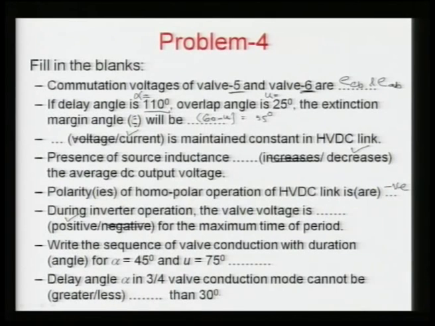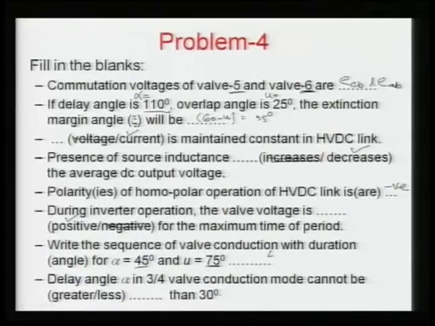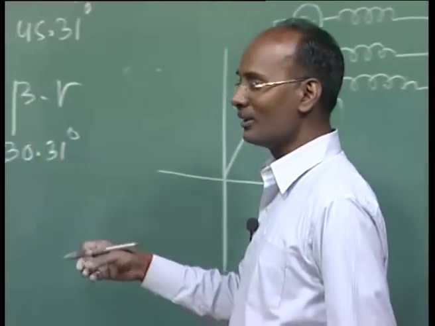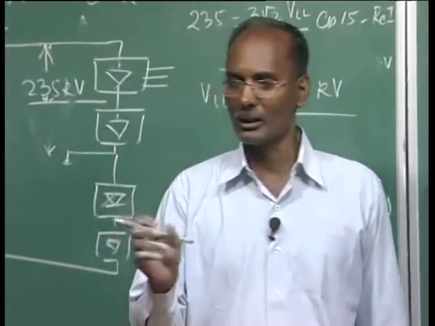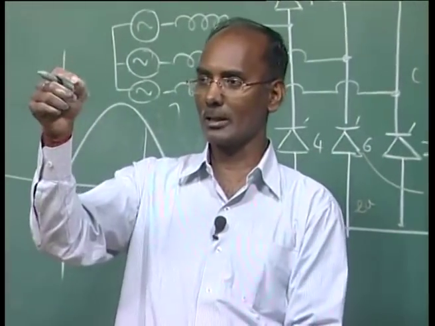Now, another one: write the sequence of valve conduction and the duration for alpha 45 and u 75. Here u is more than 60, which means we are going to have 3 valve and 4 valve conduction operation, where sometimes 4 valves conduct and sometimes 3 valves. The time for 4 valves will be u minus 60, so 4 valves will be conducting for 15 degree and 3 valves will be conducting for the remaining 45 degree. Now you can write the sequence, 561, then 5612, then 612 and so on. When 4 valves are conducting, it will be 15 degree, and when 3 are conducting, it will be 45 degree.